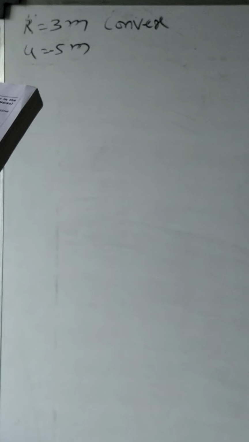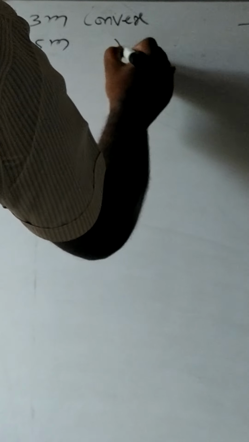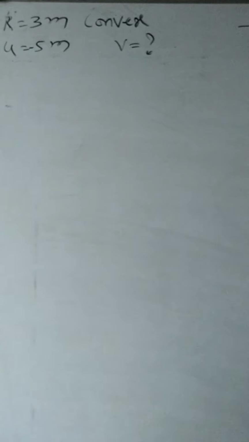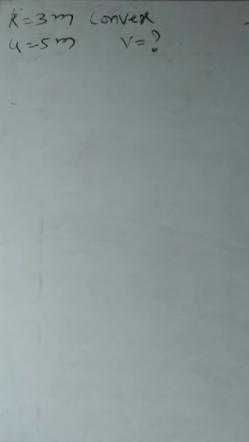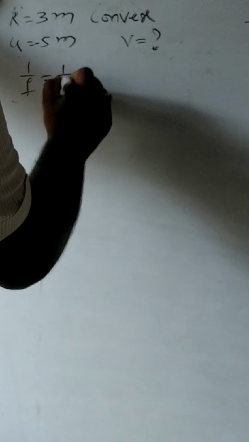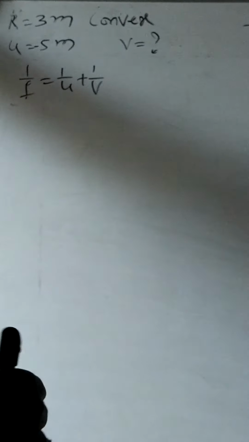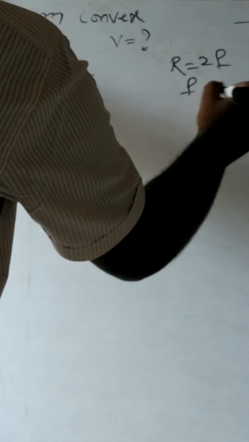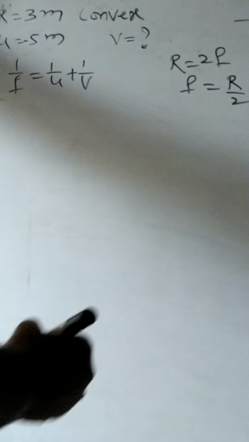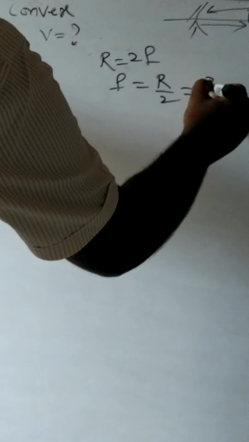Find the position, nature and size of the image. So we have to find the nature and size of the image. That means before finding that, we have to find the image distance V. So once again take the mirror formula: 1 by F equals 1 by U plus 1 by V. Here F is not given, so find F from R. You know the relation, R is equal to 2F. So F equals R by 2. What is R? 3. So F is 3 by 2 meters.